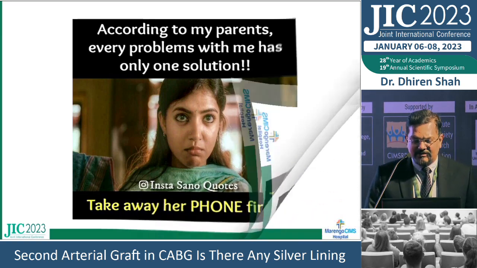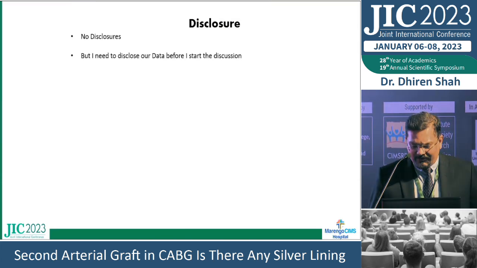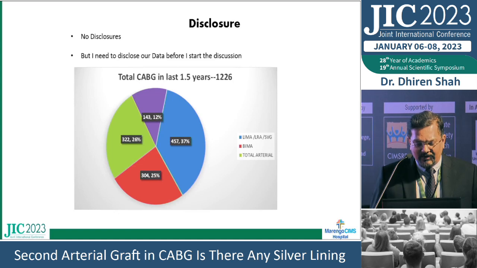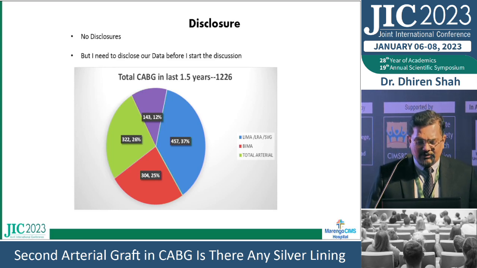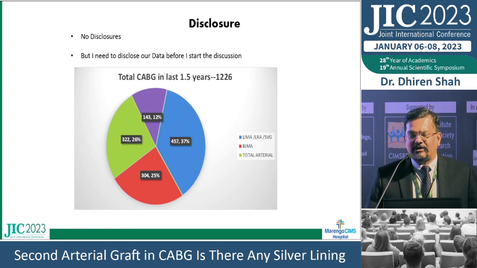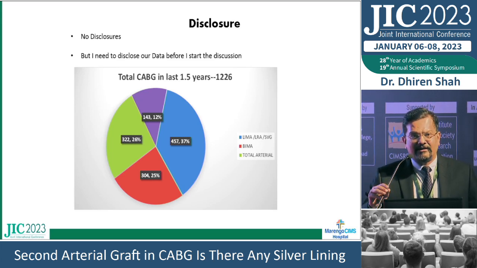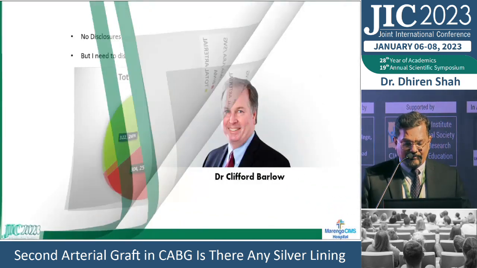That is what happens. But actually, it is not the situation. I have no disclosure, but I would like to show my data on what sort of CABGs we are doing at our center. Almost 88% of the bypass surgeries that I perform have multi-arterial grafts, of which almost 50% of the patients have total arterial bypass grafting. Only 12% of the patients have LIMA with a venous graft at our center. This is our data of the last 1.5 years, of almost 1,226 patients.